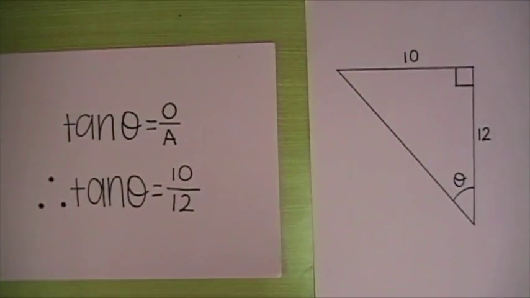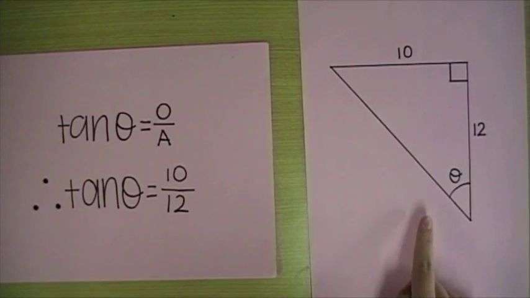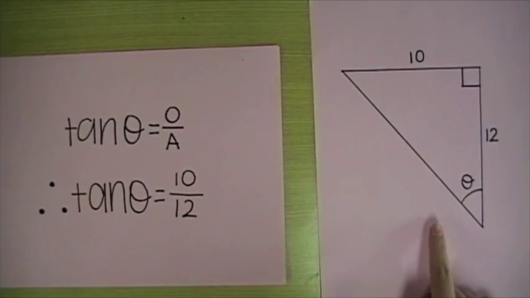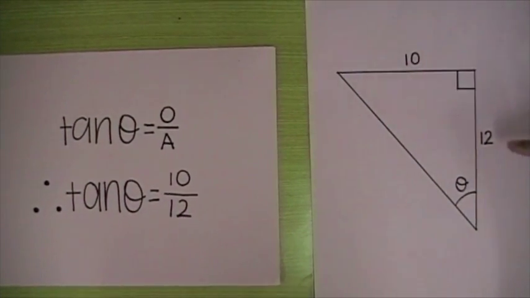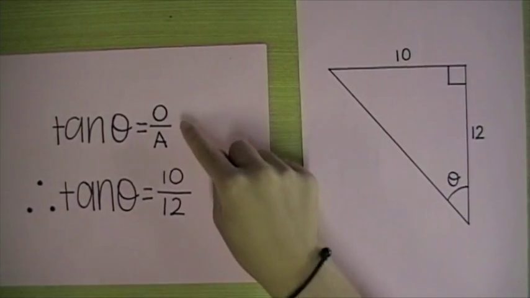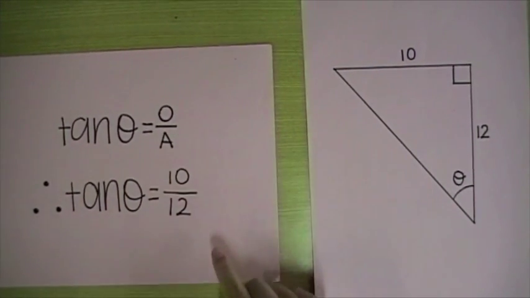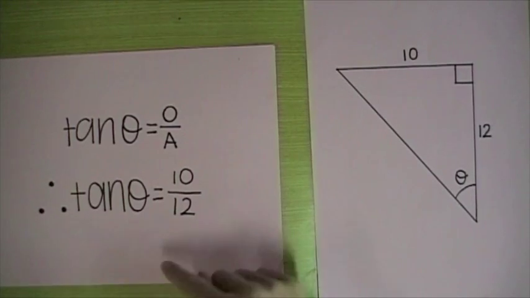When will we be using tangent? Tangent is only used in right angle triangles, which have given you the sides opposite and adjacent. Because tangent is opposite over adjacent, we write the equation like tan theta equals 10 over 12.